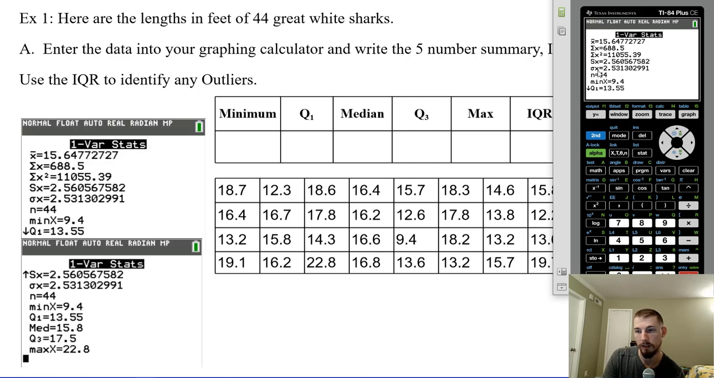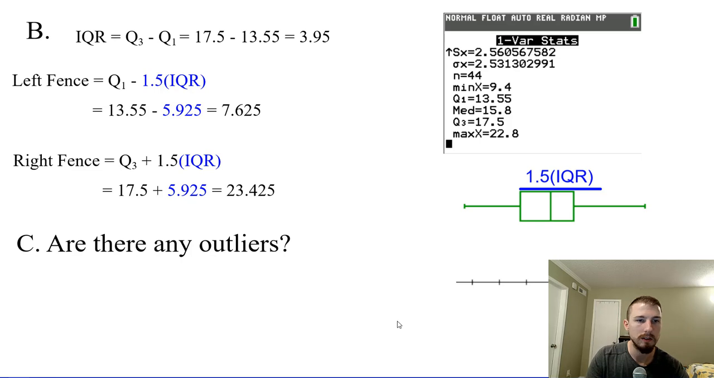The sigma x, the standard deviation for a population, will always be slightly smaller, but as our sample size increases, the difference between those two is minimized, because numbers. Then if we arrow down, that will give us our 5-number summary: minimum, maximum, and the quartiles. So I went ahead and moved those over there so you can read them a little bit better. All right, so you can fill in that information, our summary stats.